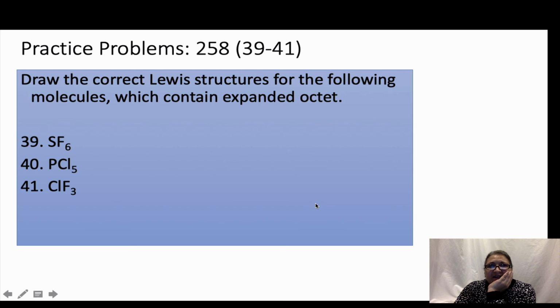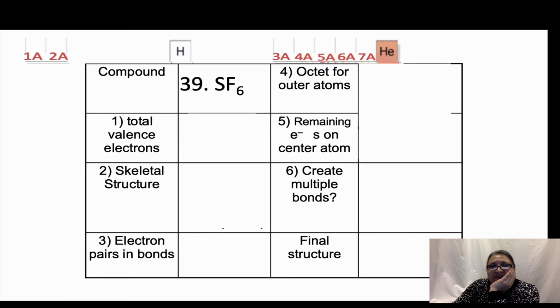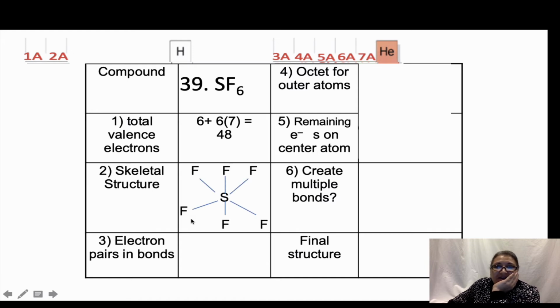Now I think these are the odd ones, the exceptions to the rules. So sulfur, SF6. Sulfur is 6A. Fluorine is 7, but we have 6 of them, so we have 48 electrons to distribute. And then we connect them. 1, 2, 3, 4, 5, 6. So we subtract 12 from 48, we have 36.